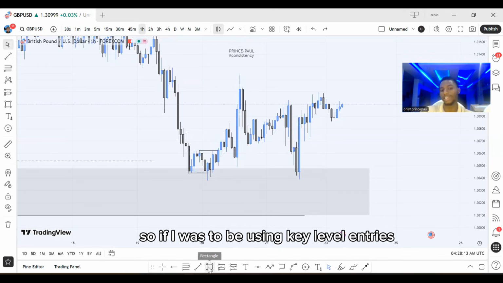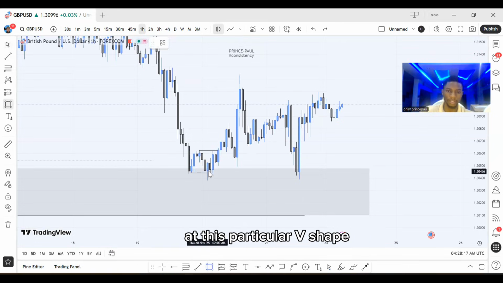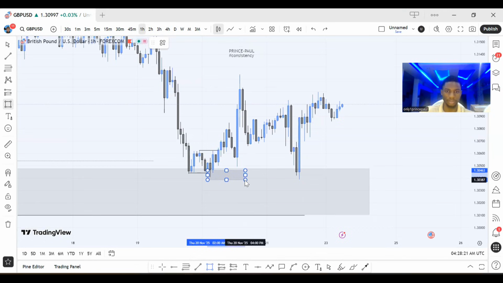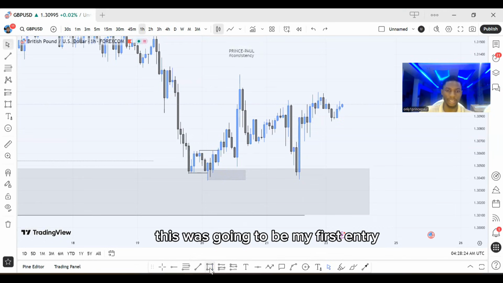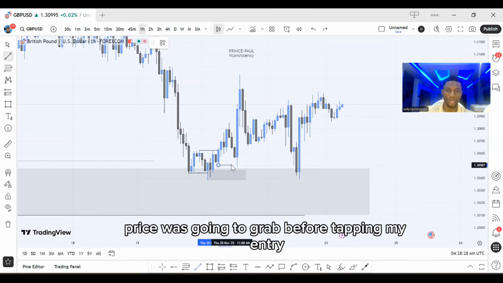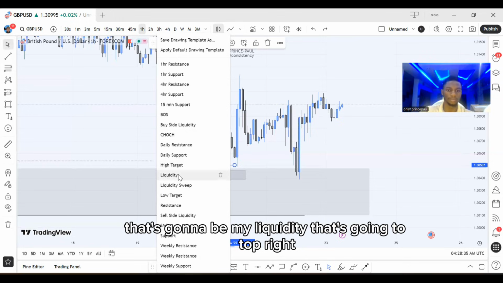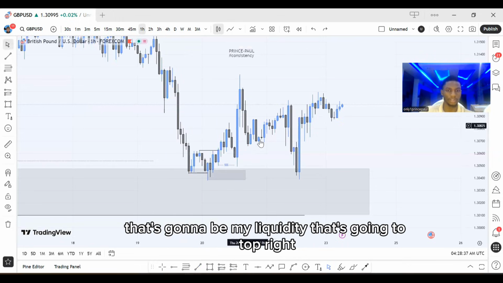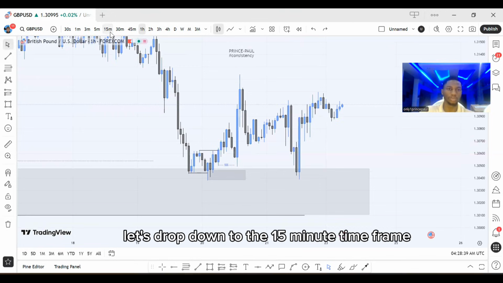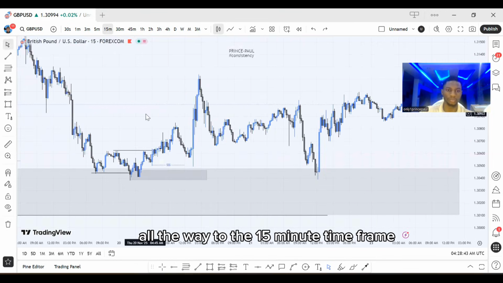So if I was to be using key level entries, you know that my entry was going to be at this particular V-shaped key level over here. This was going to be my first entry. And this would be the liquidity price was going to grab before tapping my entry. That's going to be my liquidity. But to make it clear, let's drop down to the 15-minute time frame. That's why we're coming down all the way to the 15-minute time frame.